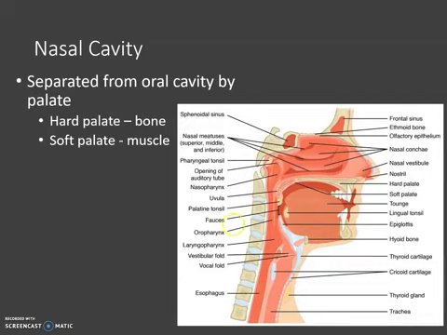The nasal cavity is separated from the oral cavity by a structure called the palate. The anterior part of the palate is made up of bone, and it's called the hard palate. And the posterior part of the palate is made up of muscle tissue, and it's called the soft palate. If you run your tongue along the roof of your mouth, you can feel where the palate goes from being hard to being soft and flexible.